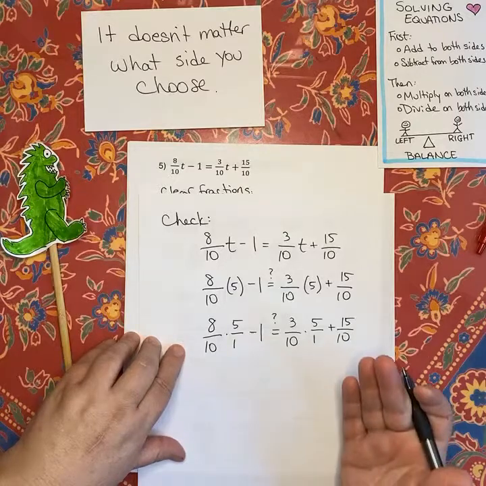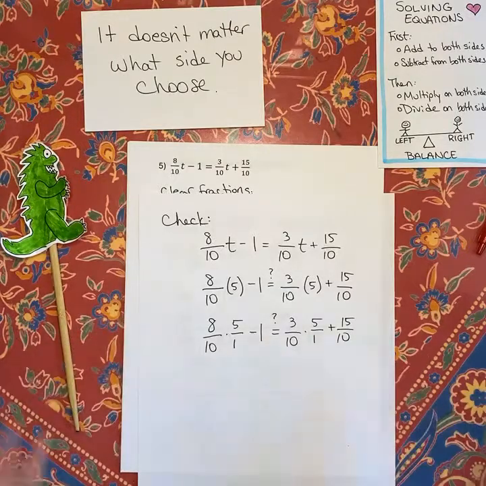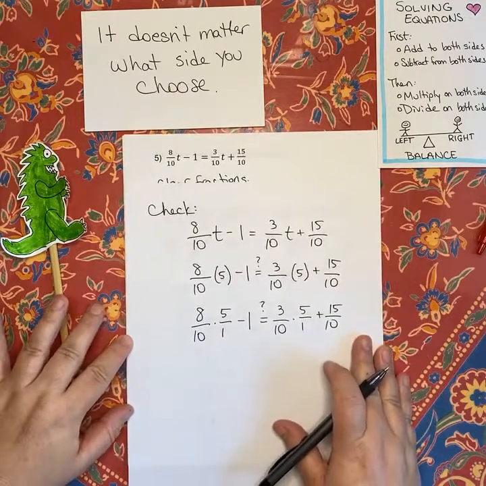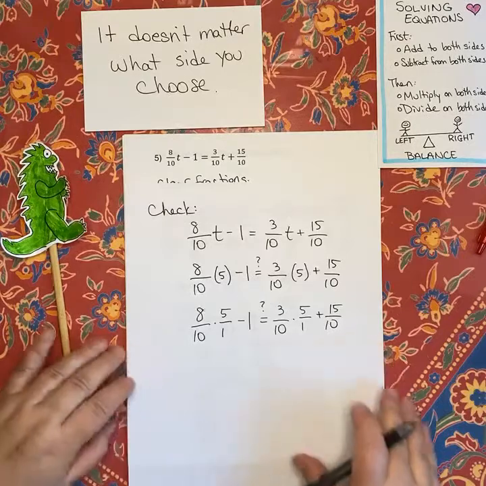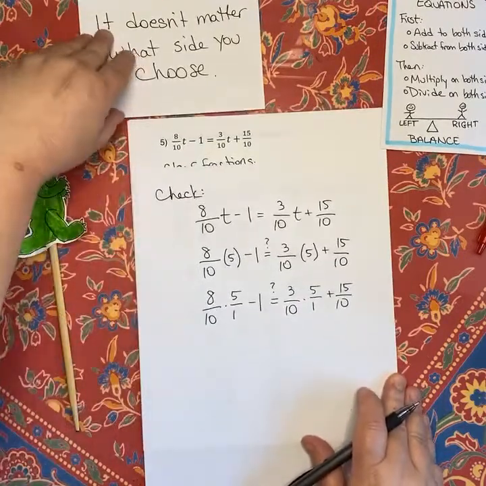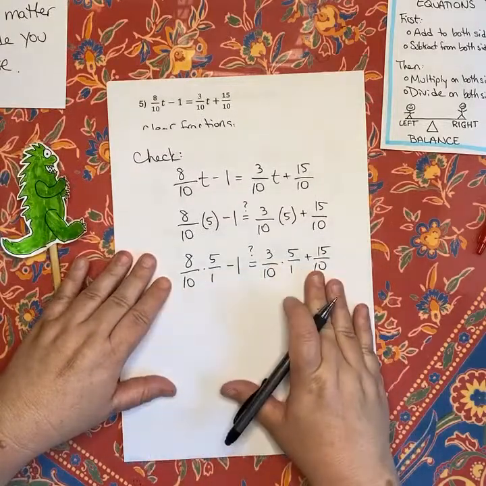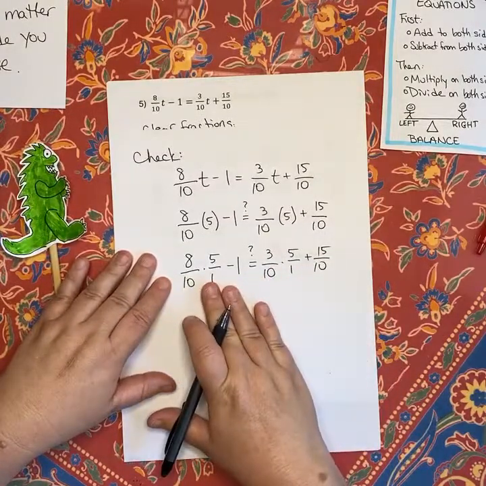But if we were in class, I'd say, hey, do you want to cancel? Do you want to not cancel? And everyone would yell yes or no. And so now I have to decide for myself. You know what? Let's go ahead and cancel. Why not? Here's the thing: when you're checking, only work on one side or the other side. So I'm just going to work here for right now.